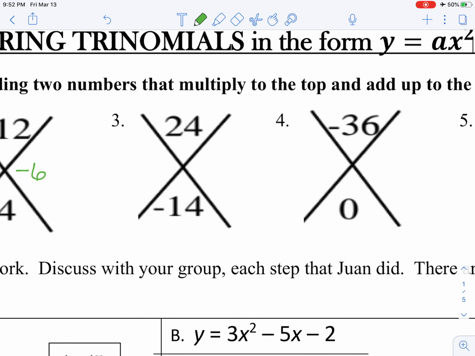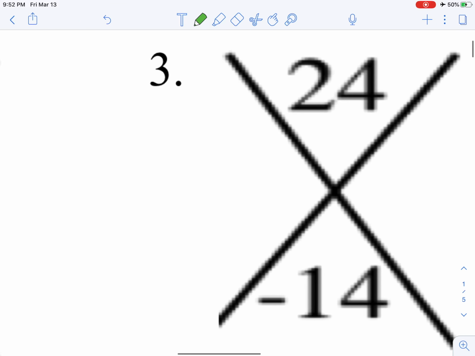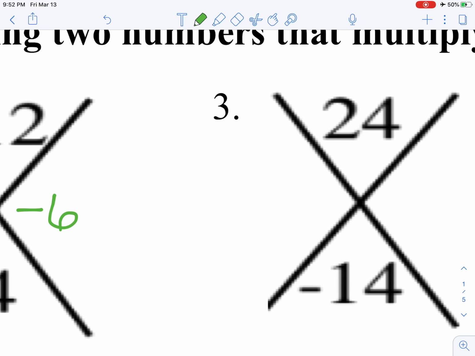So I'll do one more, and then we can let you guys do a couple on your own. So here I have 1 and 24, negative 1 and negative 24. Now I'm going to stop for a second. Do you see how we're going to add to a negative 14? So that means that both of my factors are going to have to be negative.